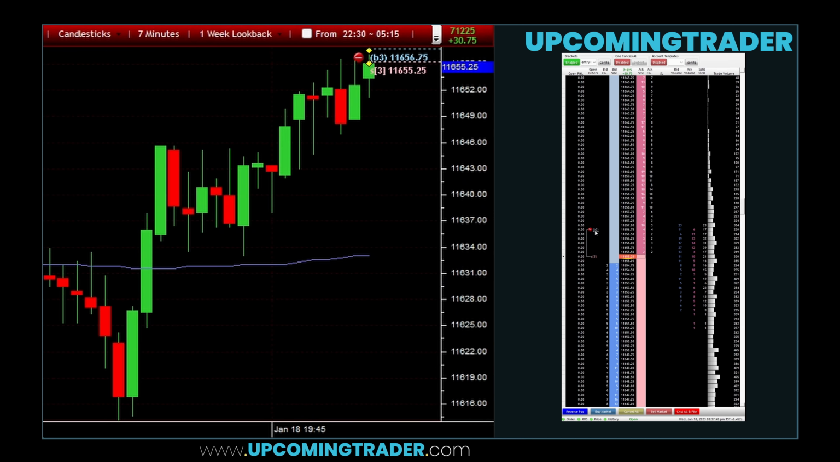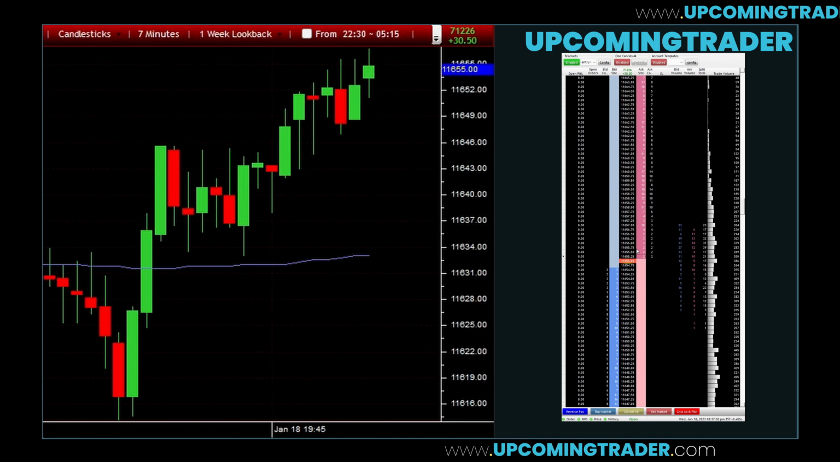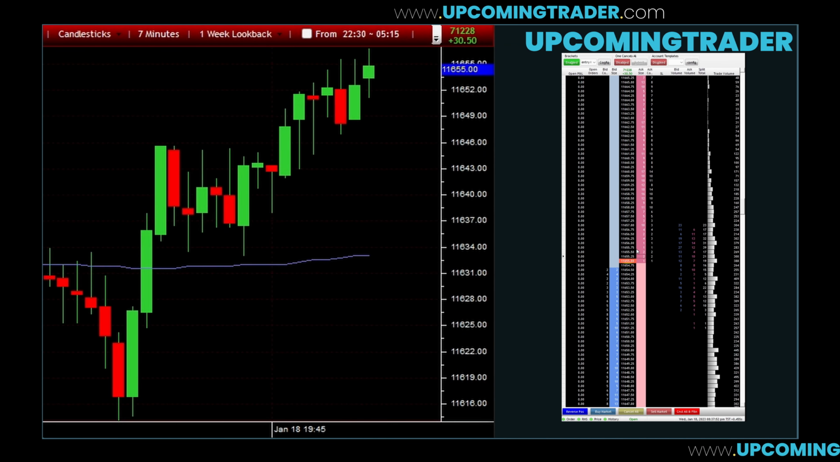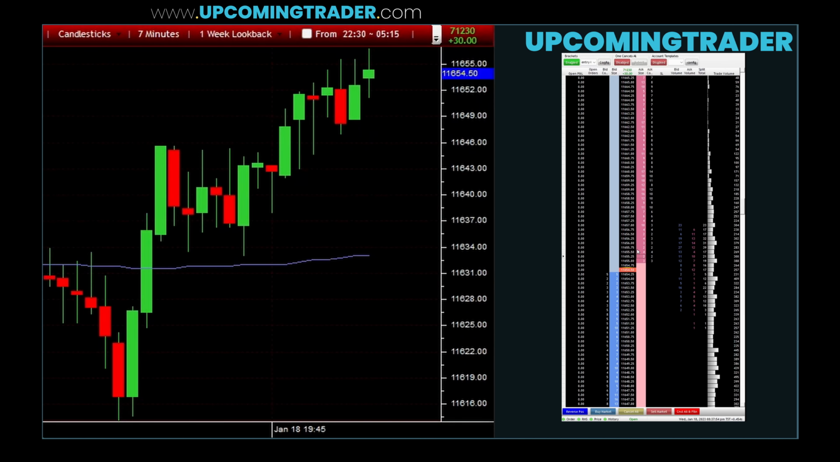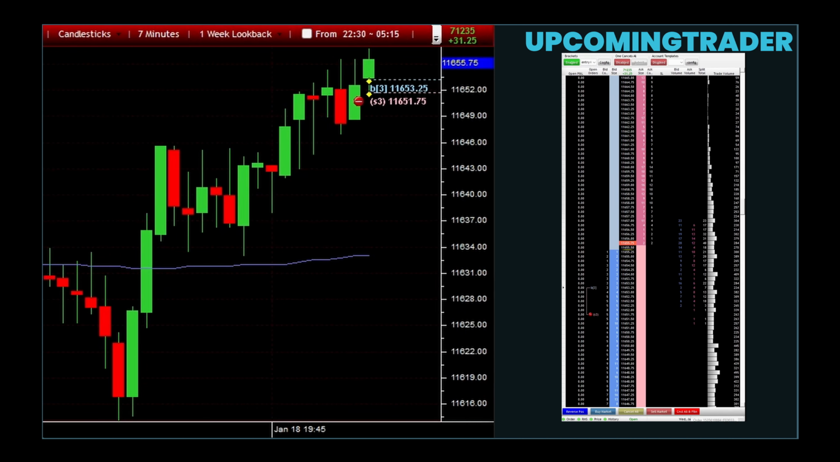For a double bottom, the price tests a support level twice and fails to break below, signaling a potential uptrend, especially if volume increases on the second test. If the price breaks above the resistance level formed between the two bottoms with rising volume, it is a strong bullish signal that the trend may be reversing upward.